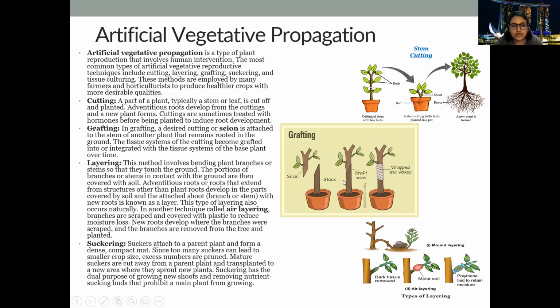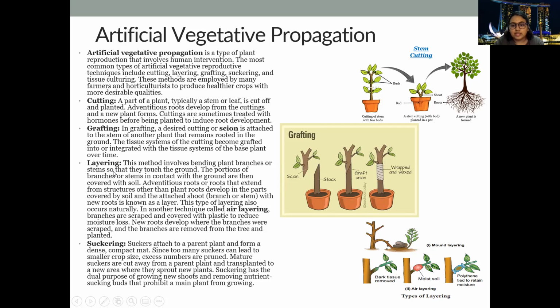Then this part is wrapped with a layer of cloth, and it is also waxed so that it will not get damp in water. Then over time, what will happen? Both will join together and they will make a new plant with new character. Fine. So they will integrate with the tissue systems of the base plant over time.